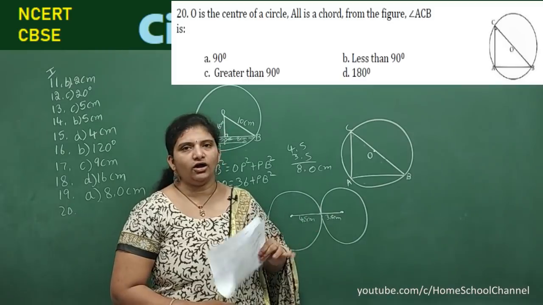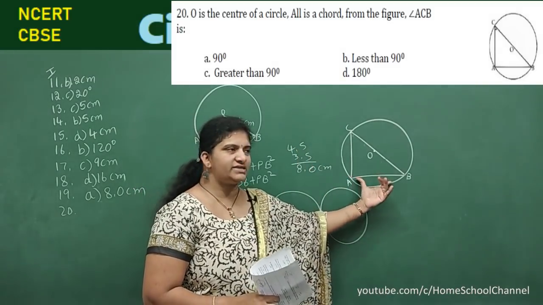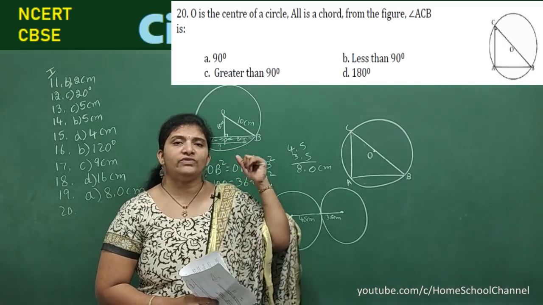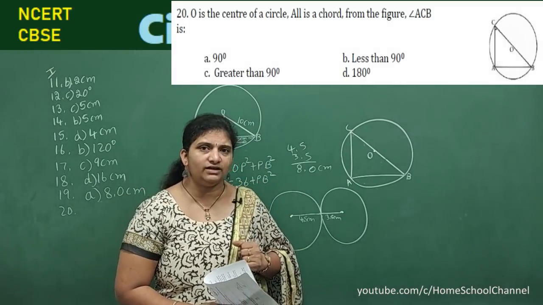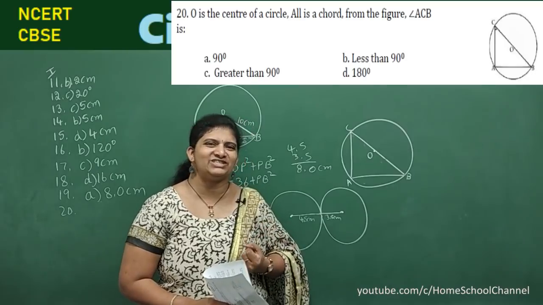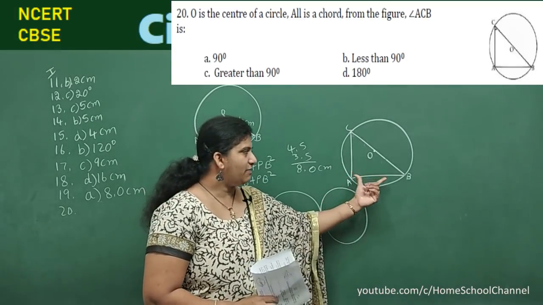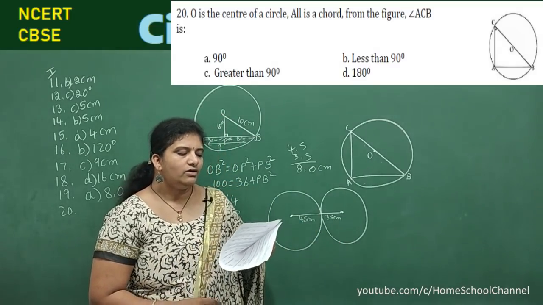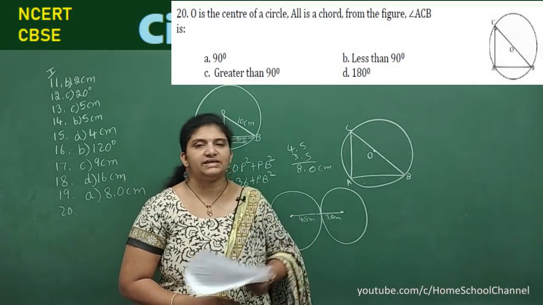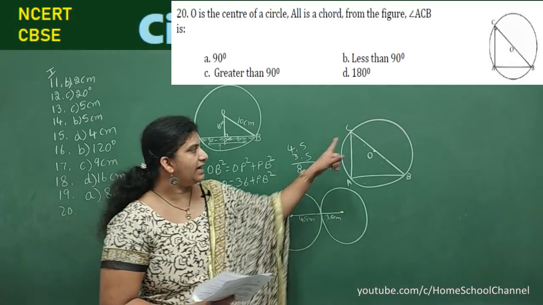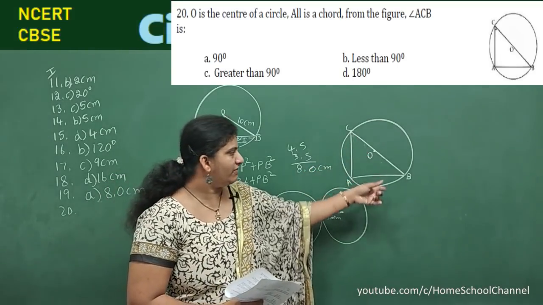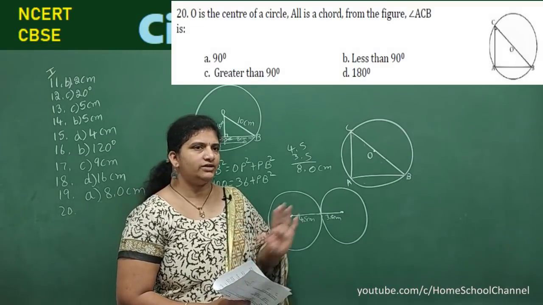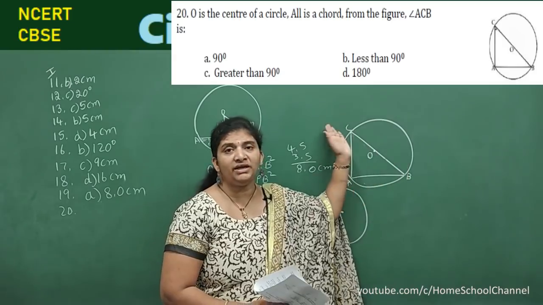20th one, O is the center of a circle. Observe, AB is a chord, AC is a chord, BC is also a chord. Do you know which is the biggest chord in a circle? Diameter is the biggest chord. Okay, AB, AC, BC are all three chords. And what is angle ACB is your question. Do you know any one of the angles? Don't know. But observe carefully, children. You can see the diameter here.